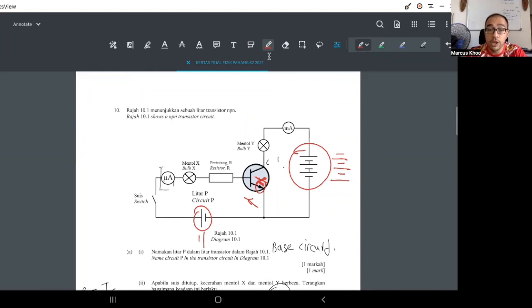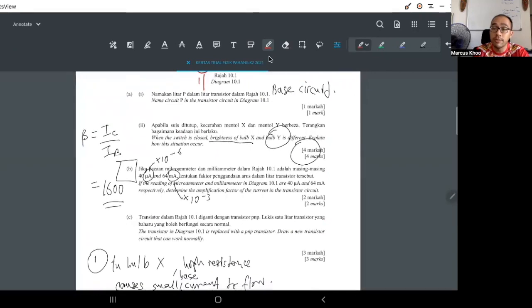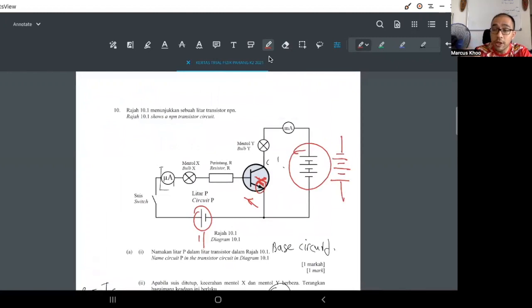Okay, that's it. You change the direction of the transistor, change the direction of the cell in circuit P, and then you change the direction of the dry cell in the collector circuit. Okay, it's a very easy 3 marks, just because you change the direction of the transistor.